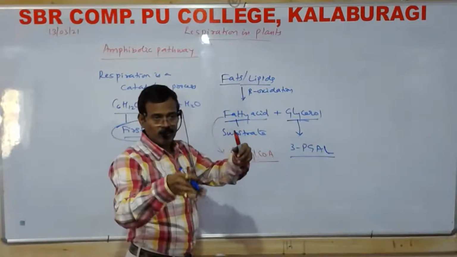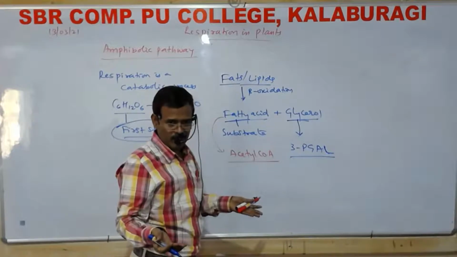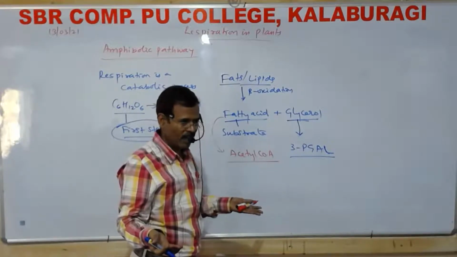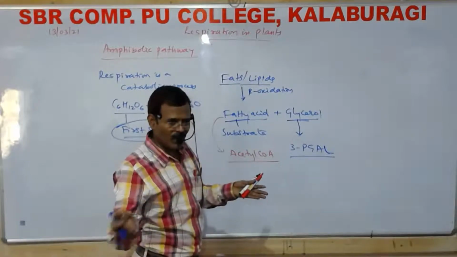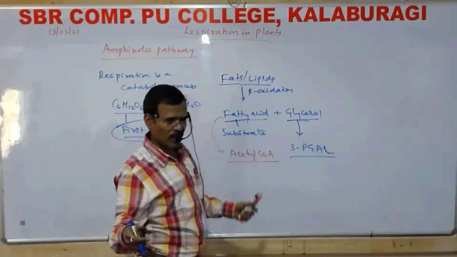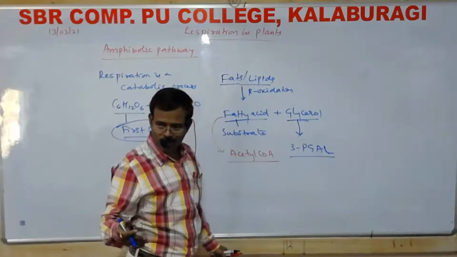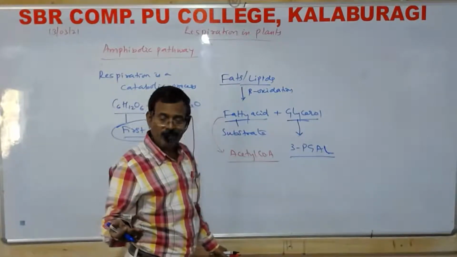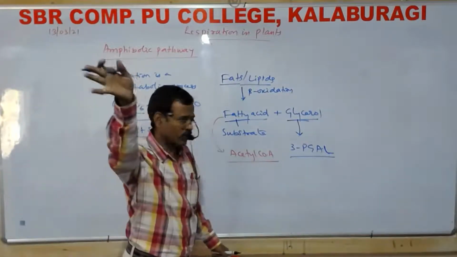3-phosphoglyceraldehyde, as usual, you will get after the fifth step. After the fifth step, you will get 3-PGAL. So for that 3-PGAL, the remaining 5 steps of glycolysis will be there: 3-PGAL to 1,3-diPGA, 3-PGA, 2-PGA, phosphoenol pyruvic acid, pyruvic acid. Pyruvic acid will undergo the preparatory step to acetyl coenzyme, and then the Krebs cycle.